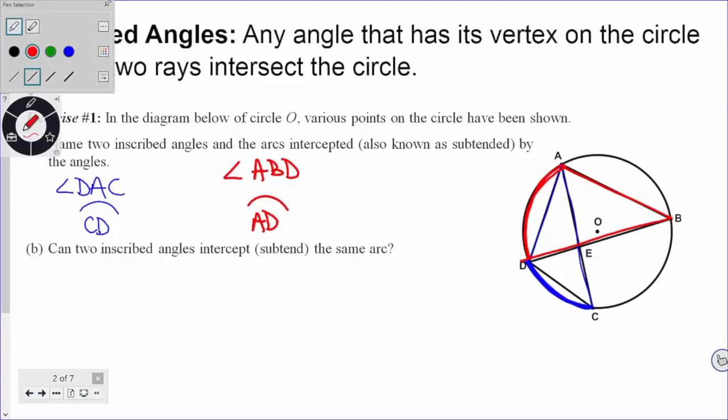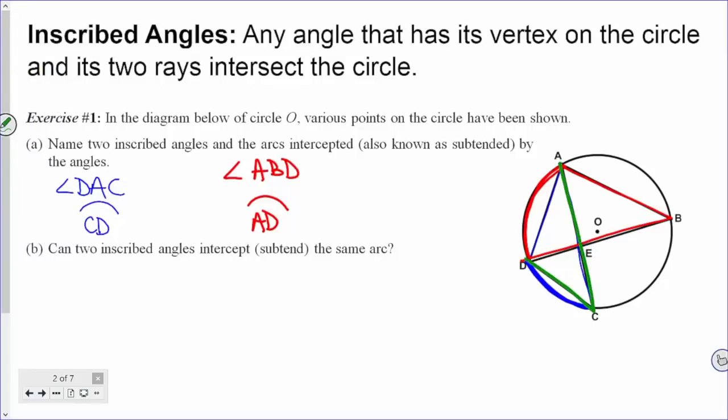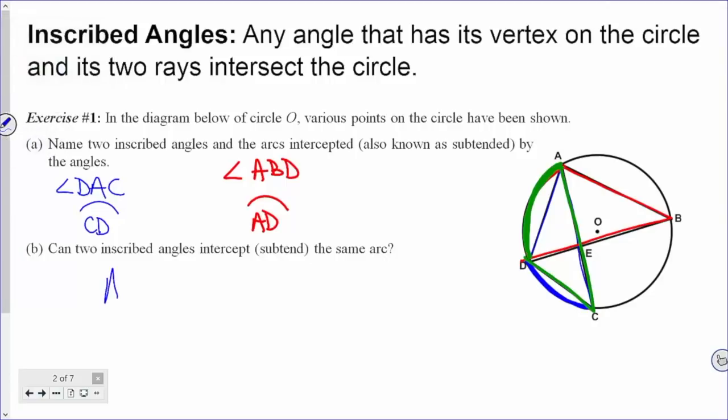So let me go green. Angle ACD also intersects that same arc. So the answer here is absolutely. Absolutely. And again, it kind of makes sense.